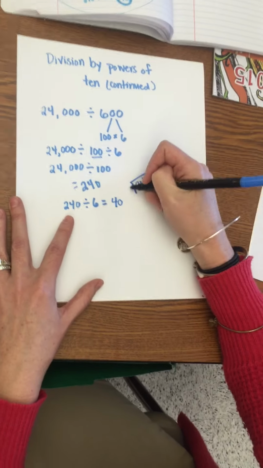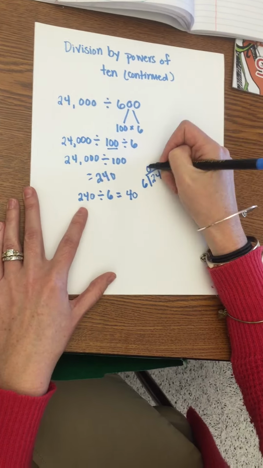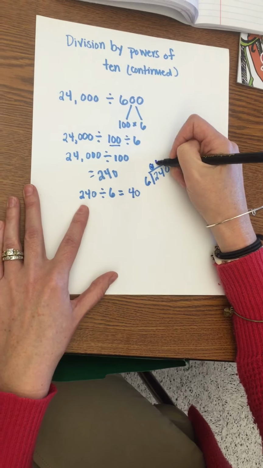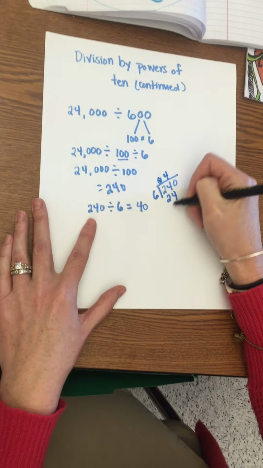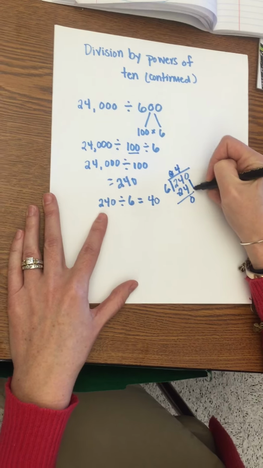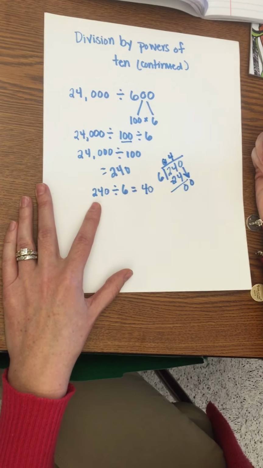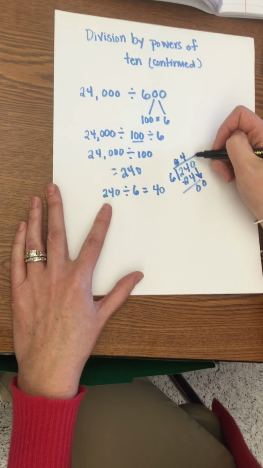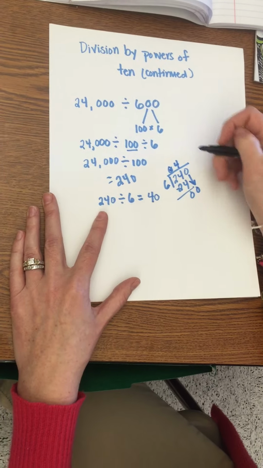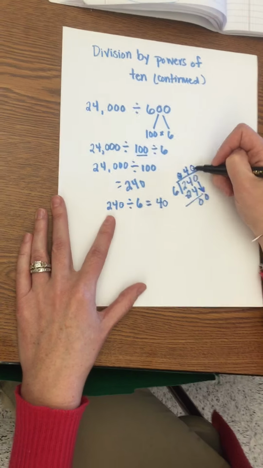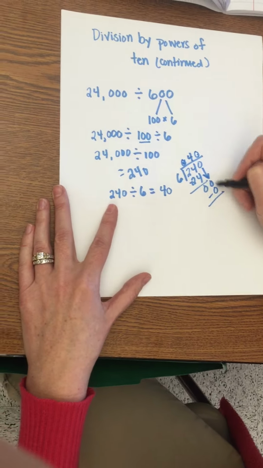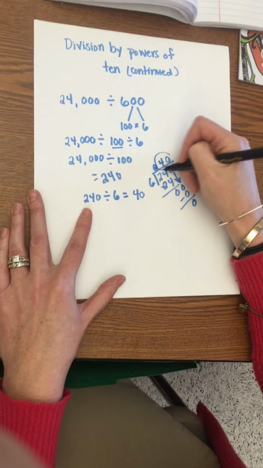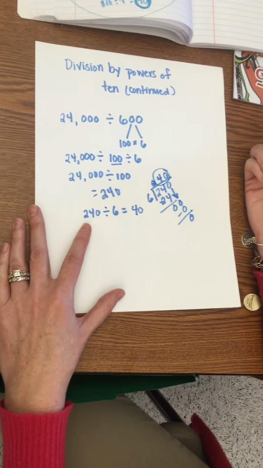If I did that long division, it looks like this. 6 times 4 gives me 24. I subtract, I bring down the 0, so I know that I'm not finished. I have to divide through that 0. So I think in my mind, 6 times what gives me 0? Well, 0. 0 times 6 is 0. I subtract, I have nothing left to bring down, so I know 40 is my answer.